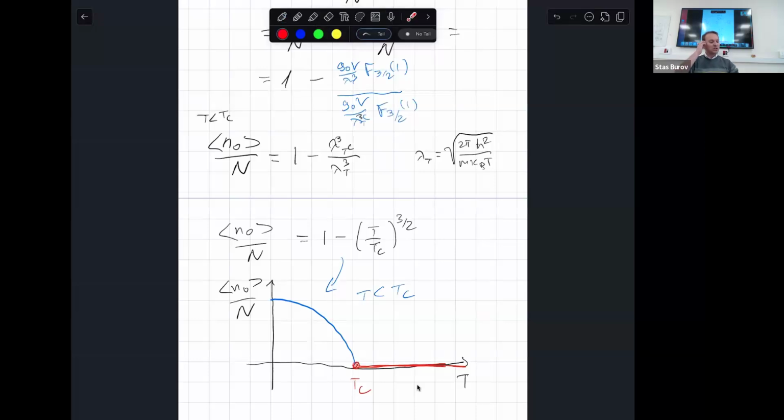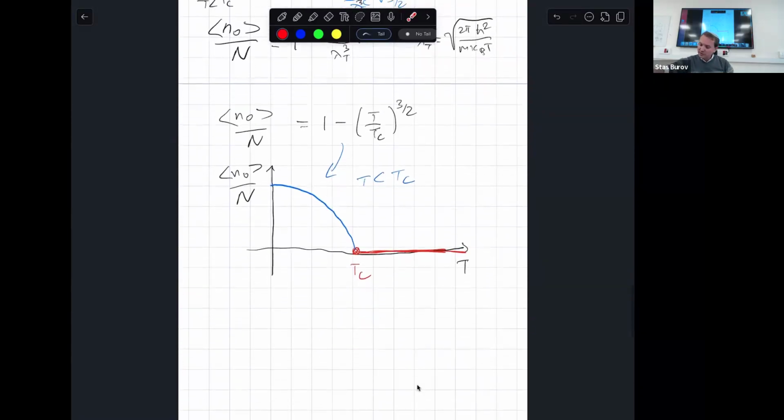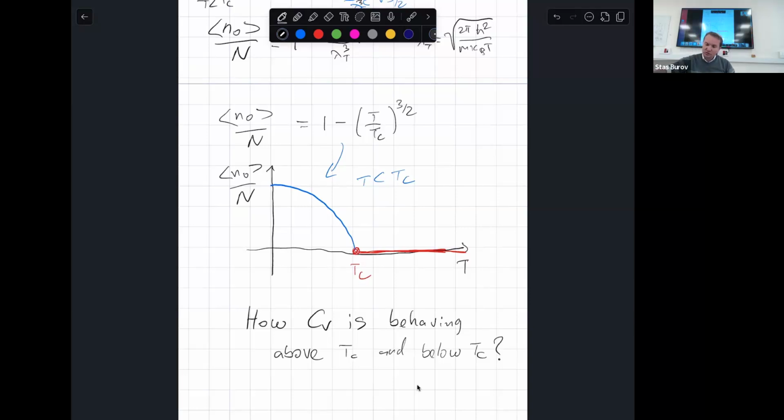But what is measured is not this condensation picture, it's something else. What is measured is the behavior of the specific heat. And what we are going to calculate is how CV behaves above TC and below TC. So this is the next question. We understand now the physics. We know that there should be a condensate. We just want to see how experimentalists will observe this condensate state.